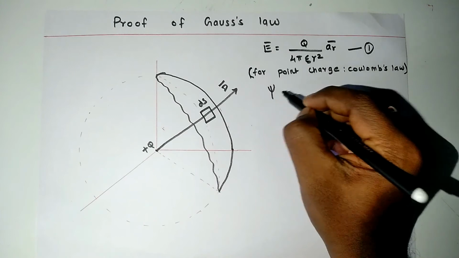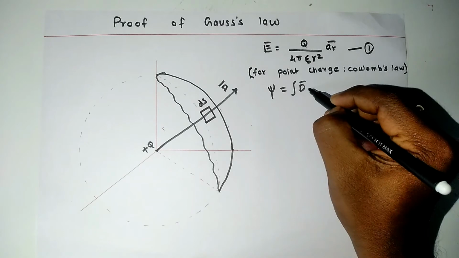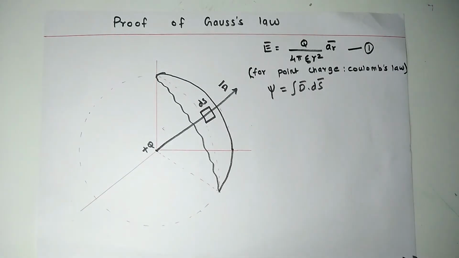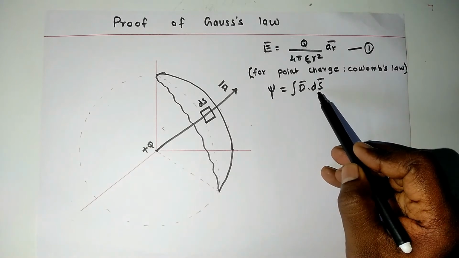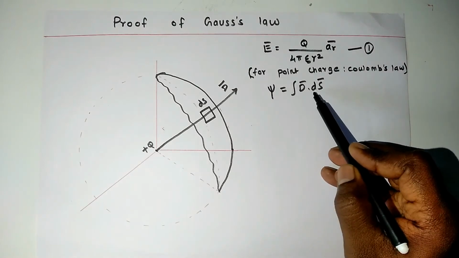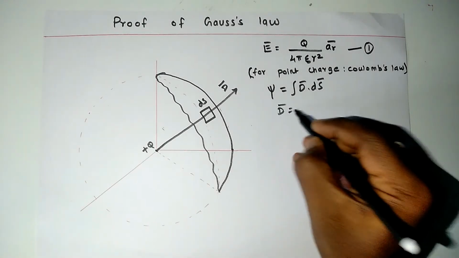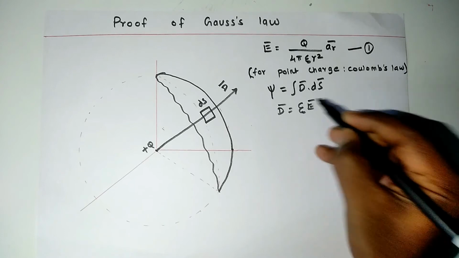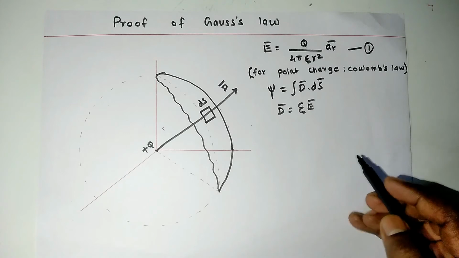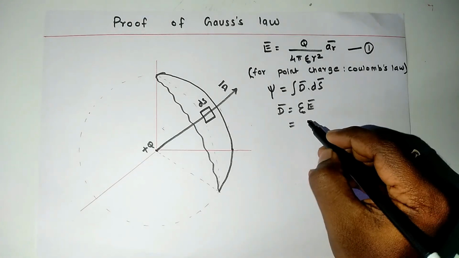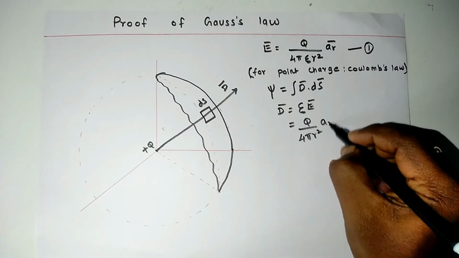So the equation for electric flux is defined as psi equals integral D vector dot ds vector. Now we shall find out the value of D vector and ds vector and we shall substitute in this equation and integrate. The relationship between D vector and E vector is D vector equals epsilon naught E vector. We already have the value of E vector from Coulomb's law. So D vector can be written as Q by 4 pi r square ar vector.